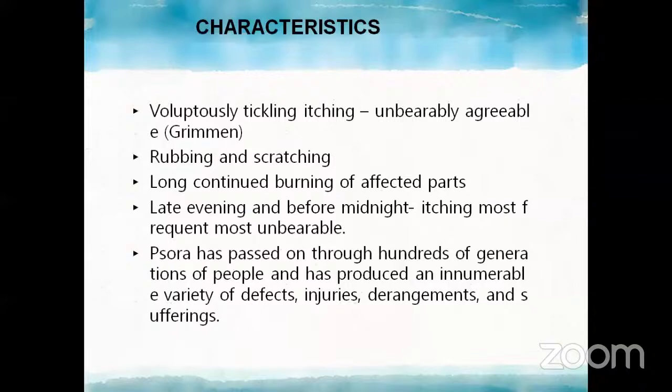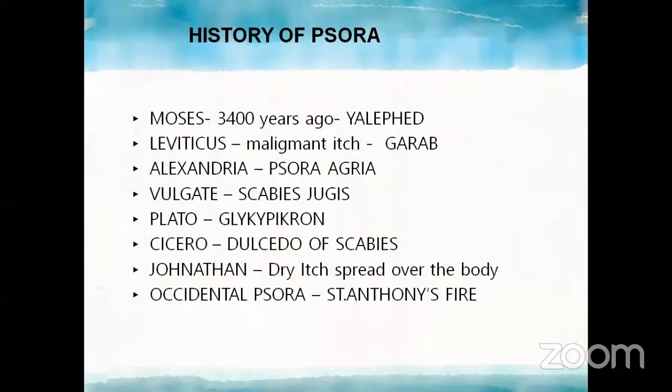The main characteristics of Psora are voluptuously tickling, itching, unbearably agreeable sensations, with rubbing and scratching, and long continued burning of the affected parts. Late at night and before midnight, the itching is most frequent and most unbearable. Psora has passed through hundreds of generations of people and has produced innumerable varieties of defects, injuries, derangements, and sufferings.